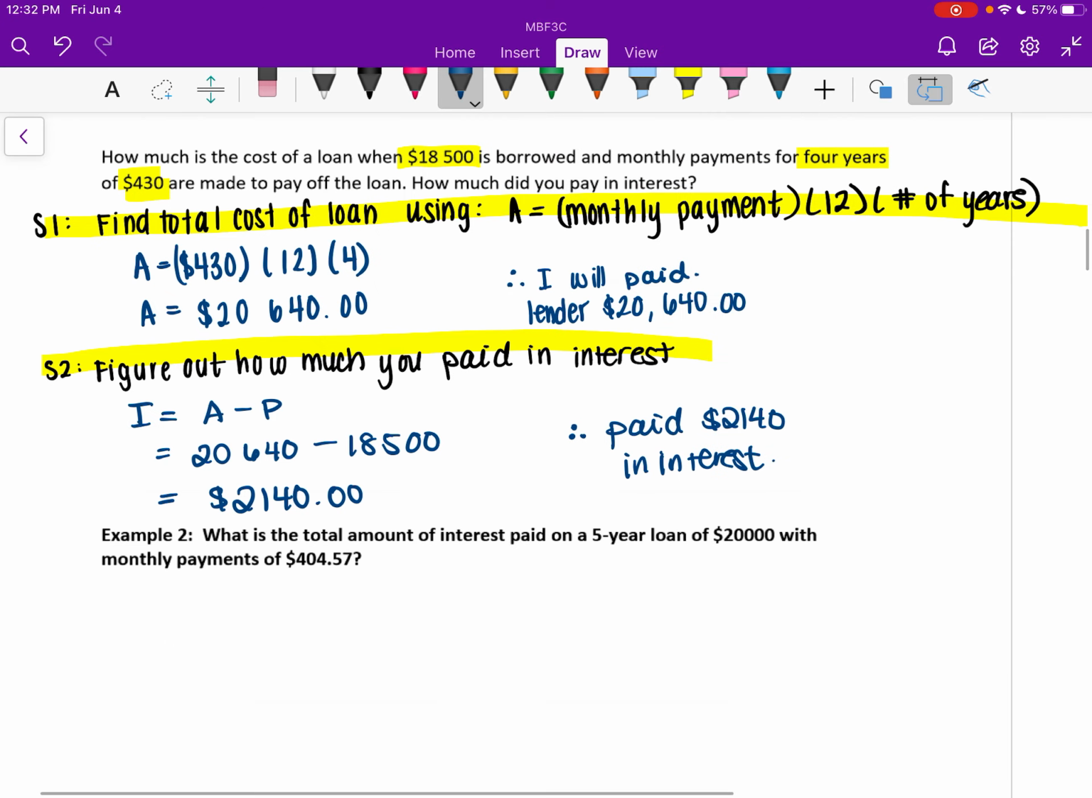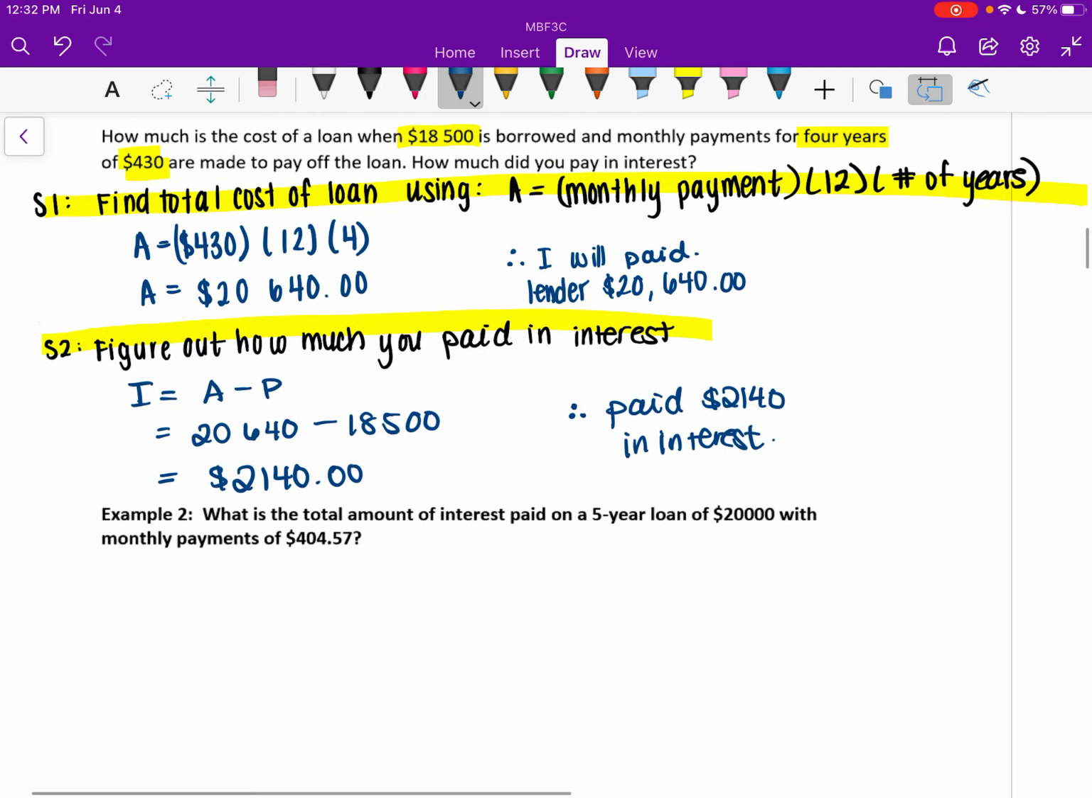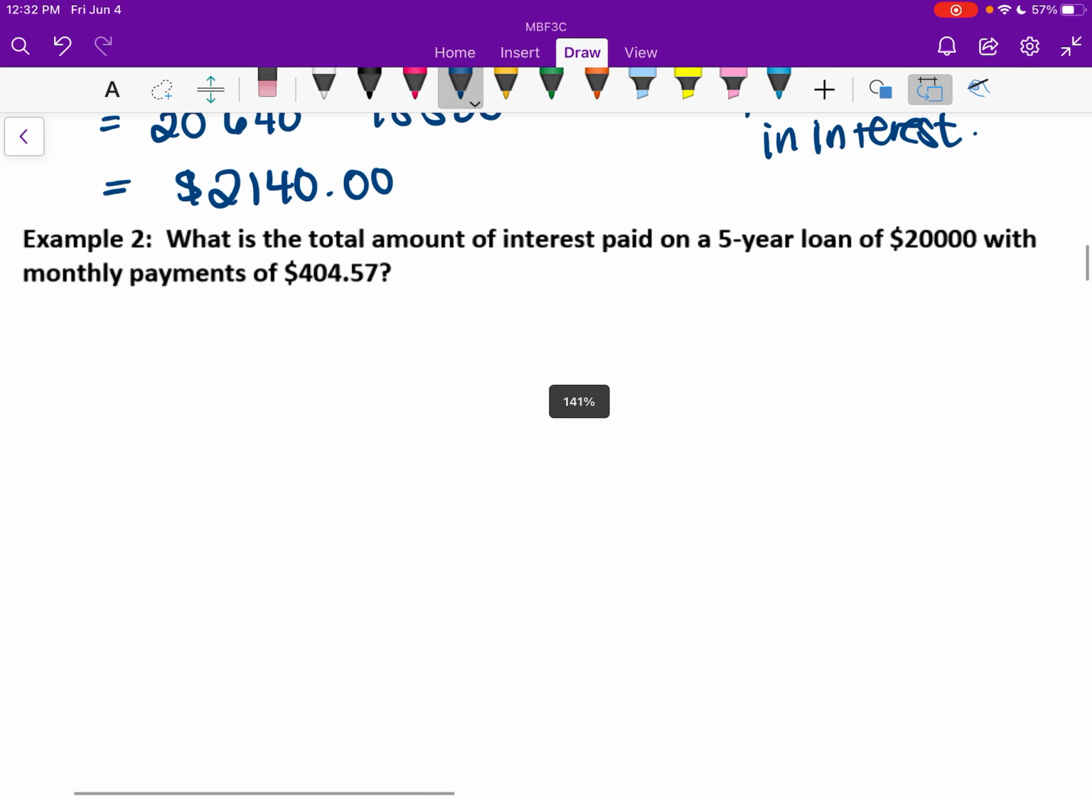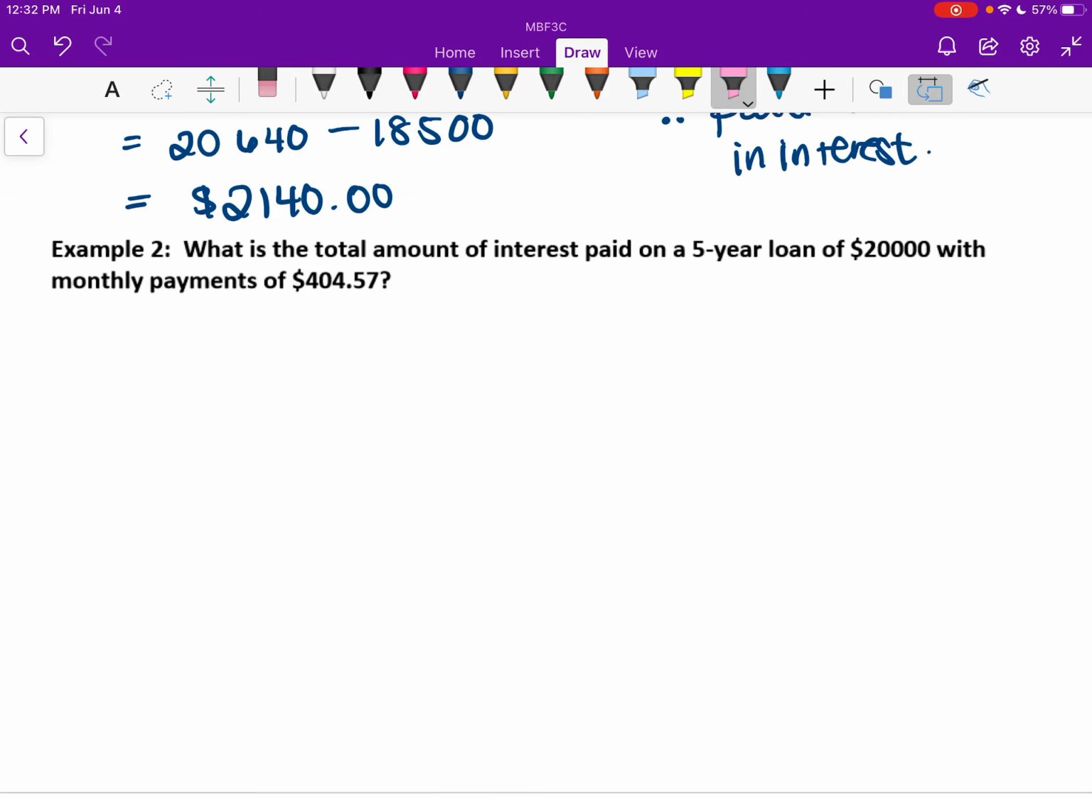So I'm going to have you try to do the next one by yourself. Pause the video here, try to go through it by yourself, and then come back and take it up with us. All right, so hopefully you paused the video. It says, what is the amount of interest that's paid on a 5-year loan of $20,000, that's my principal, with a monthly payment of $404.57.